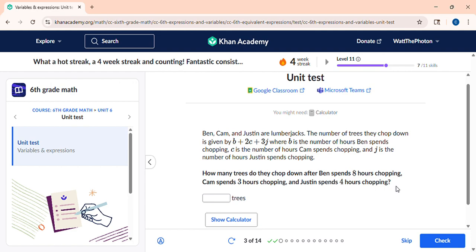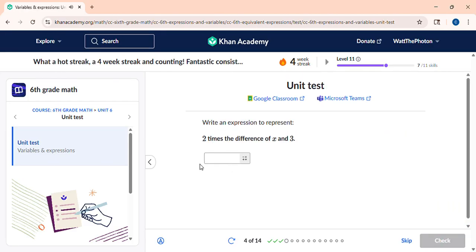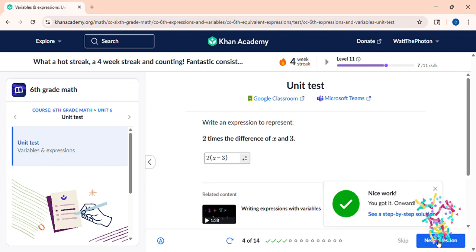So you have 8 plus 6, 3 times 2, plus 12, 3 times 4. So 12 plus 8 gets us 20, and 20 plus 6 equals 26. 26 trees. Good wood. 2 times the difference, so that's subtraction of x minus 3. That should be right.